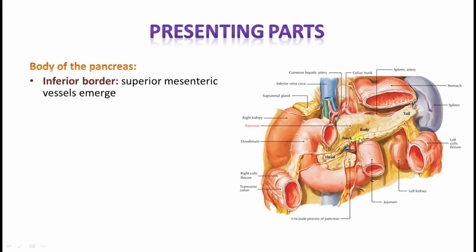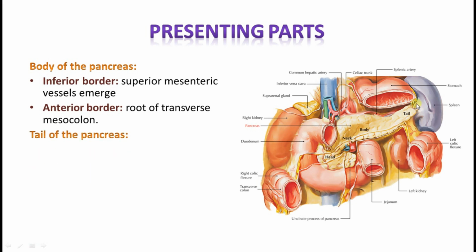Anterior border is related again to the root of transverse mesocolon. See this attached part? Root of transverse mesocolon. Very beautifully you can see the two layers. Root of transverse mesocolon is attached to the anterior border of the pancreas. Inferior border we have seen emergence of these superior mesenteric vessels, and that is the anterior border. Tail of the pancreas, you are able to see it has gone inside between these two layers, lienorenal ligament.